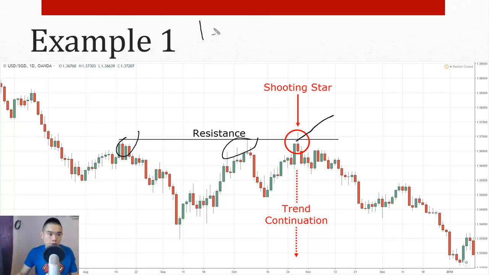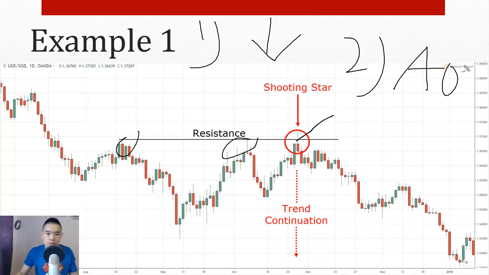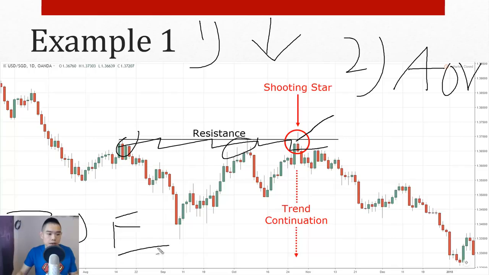So number 1, you look, you have the trend. What is the trend? The trend is down. Number 2, do you have the area of value? Yes, you do. This is the area of value, at resistance. And number 3, do you have your entry trigger? Let's call it E, entry trigger. Yes, you do. This is a shooting star, rejection of higher prices.